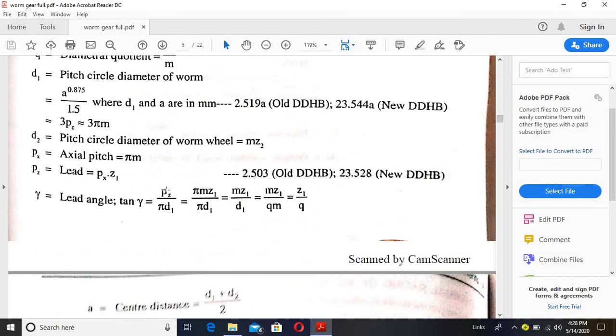So it can be written as tan gamma is equal to pz by pi d1. Pz can be written as pi m into z1, divided by pi d1. Pi gets cancelled: m into z1 by d1. d1 can be converted into q into m. Again m gets cancelled. So tan gamma can be written as z1 by q.